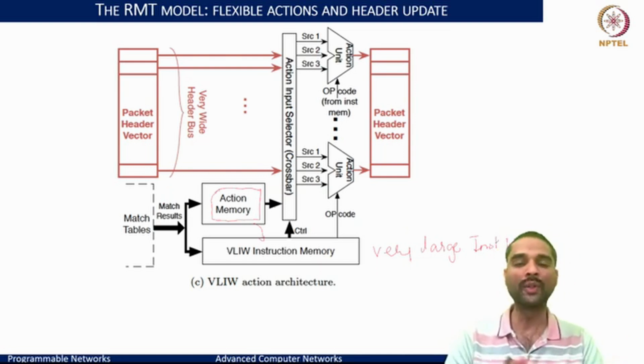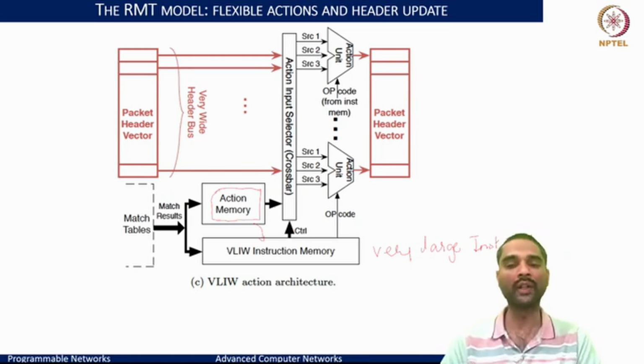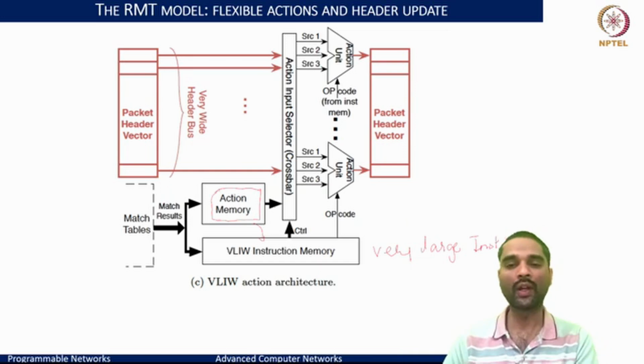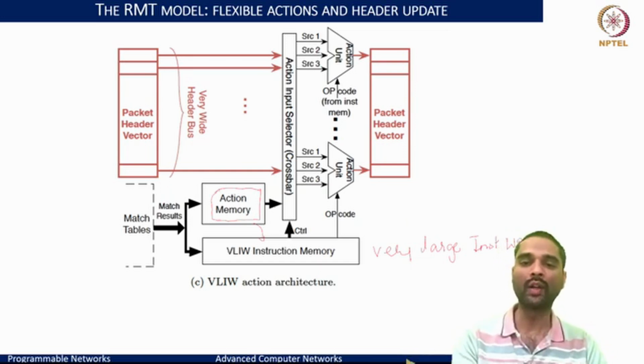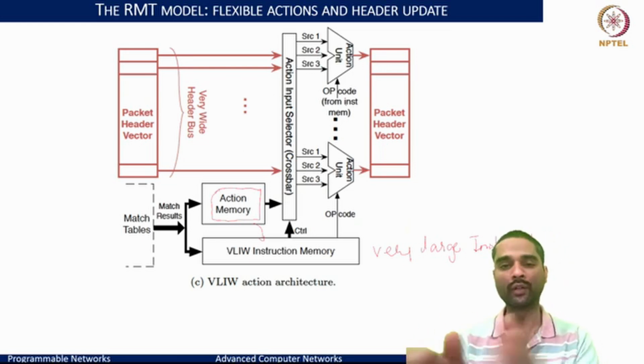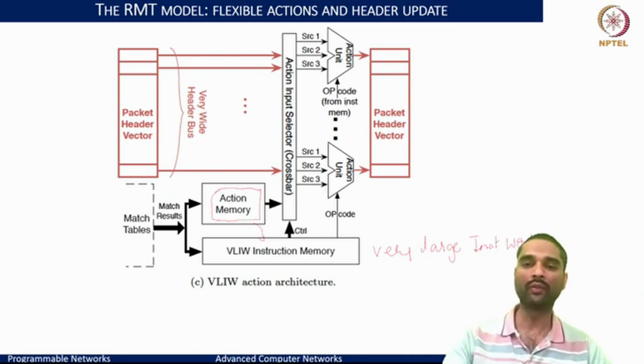So instruction 1 could be change the source MAC, instruction 2 decrement the TTL, instruction 3 could be replace source IP with a public IP, and likewise. So we may have a bunch of actions that we would want to take, and each of these action units would operate on this packet header vector, translating the packet header vector from what the original packet header to the new packet header that would go through as we process in each of the stages.